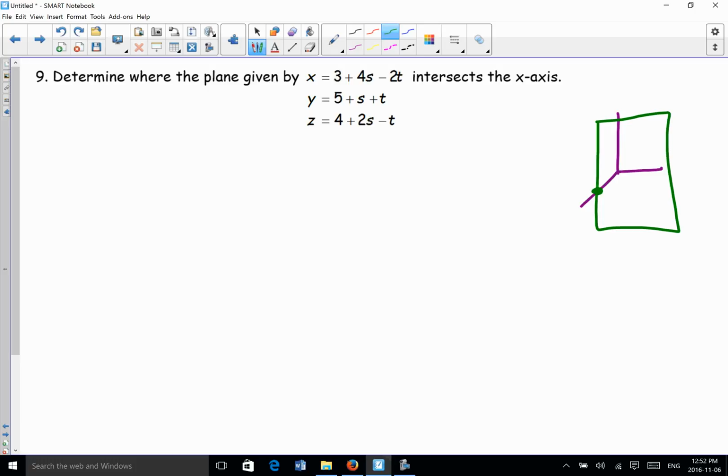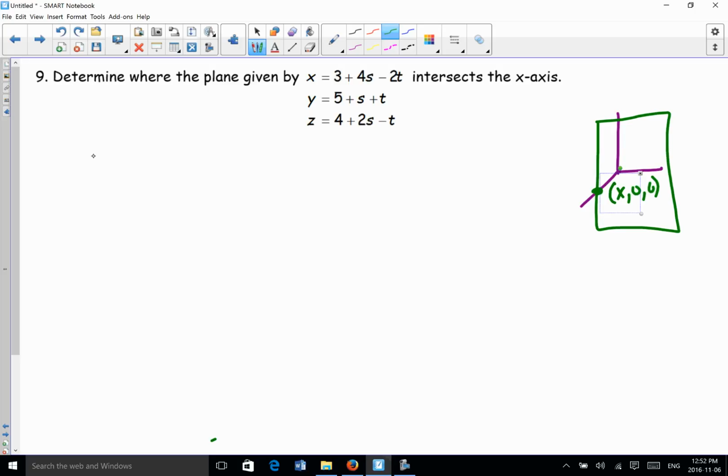What do I know about that plane? Well, on that plane, right there specifically, I've got an x value, but I have no y value, and I have no z value when I'm directly on the x-axis. And that's true for all those points. So using that idea, I can actually use my parameters to solve for s and t, and then I can plug it back into x.